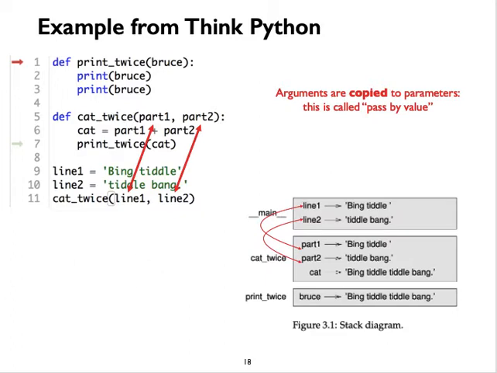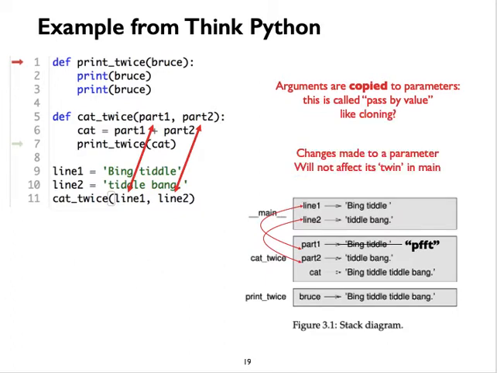They are not the same thing. They are two copies, kind of like cloning. If I was for some reason in the function cat twice and made a change to the variable part 1 in cat twice, let's say I changed it to pfft, like that, it would not change the value of line 1 because these are two separate copies. So I would say the changes made to a parameter will not affect its twin in the main frame.